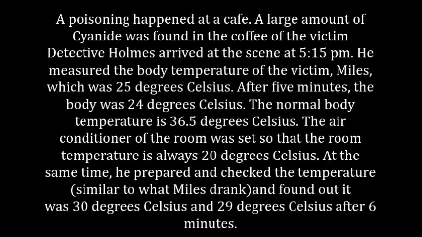After 5 minutes, the body was 24 degrees Celsius. The normal body temperature is 36.5 degrees Celsius. The air conditioner of the room was set so that the room temperature is always at 20 degrees Celsius. At the same time, he prepared and checked the temperature of the cup of coffee, similar to what Miles drank, and found that it was 30 degrees Celsius and 29 degrees Celsius after 6 minutes.